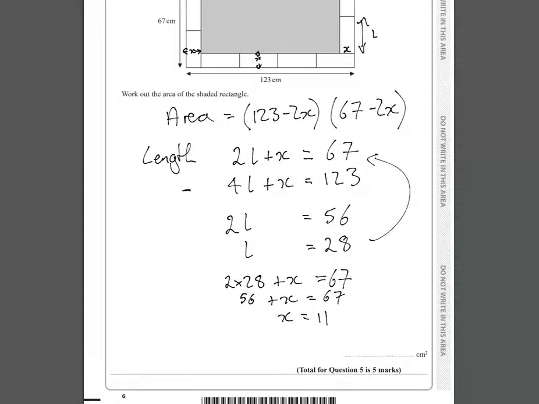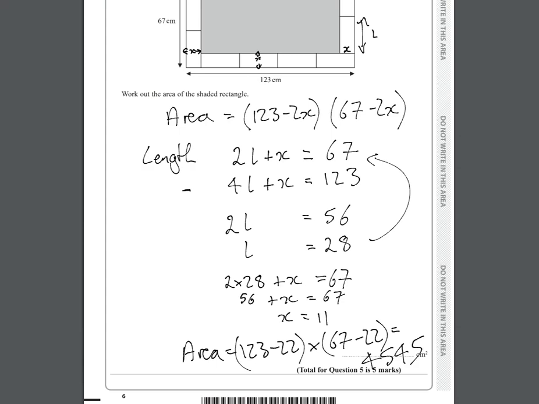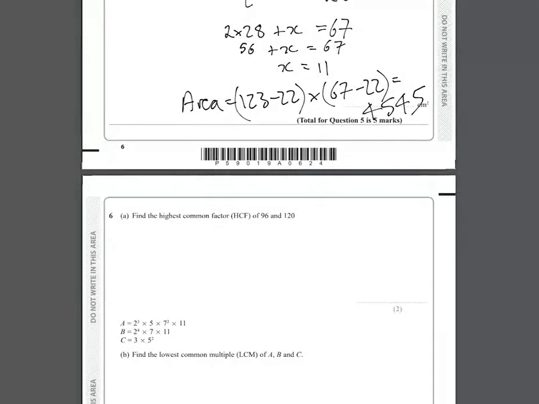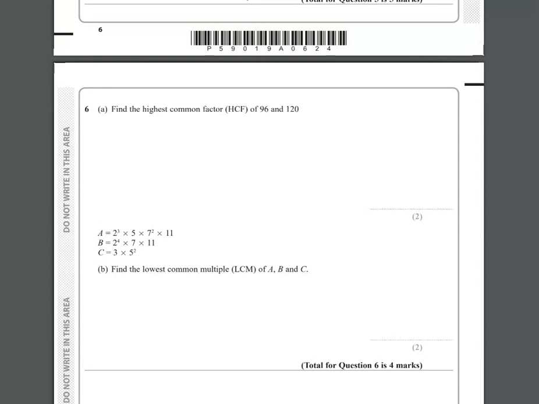So I think I can now work out the area. So the area equals 123 minus 22 times 67 minus 22, which equals 4545. So a little bit of algebra involved, but actually doable.